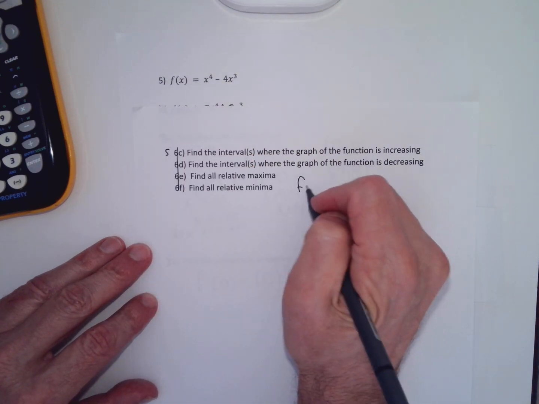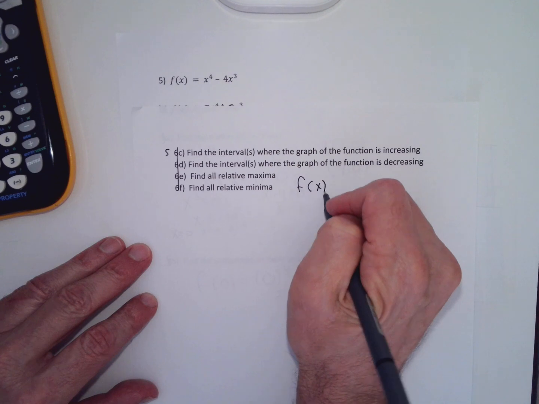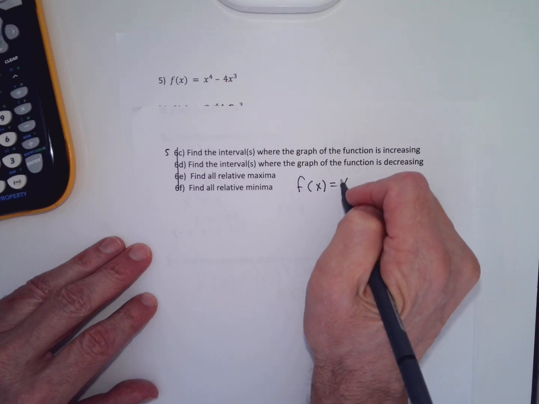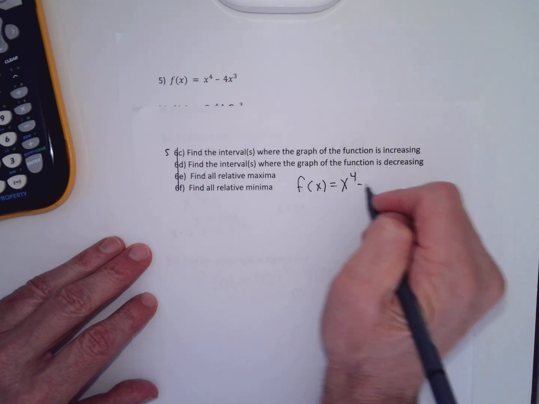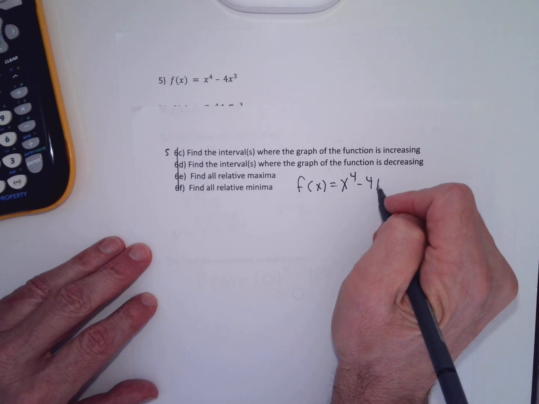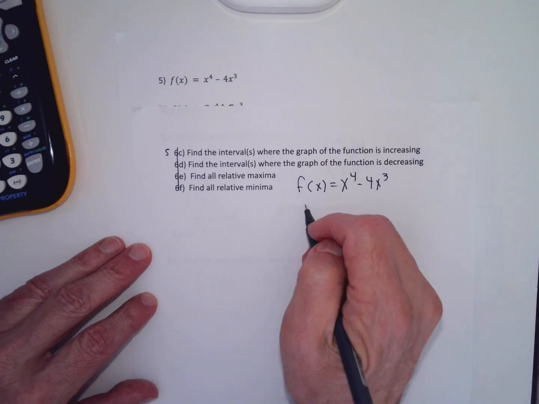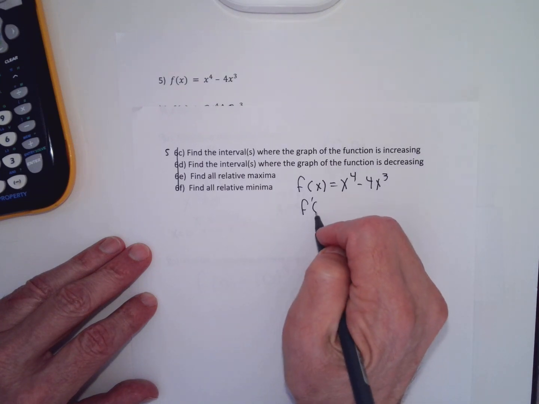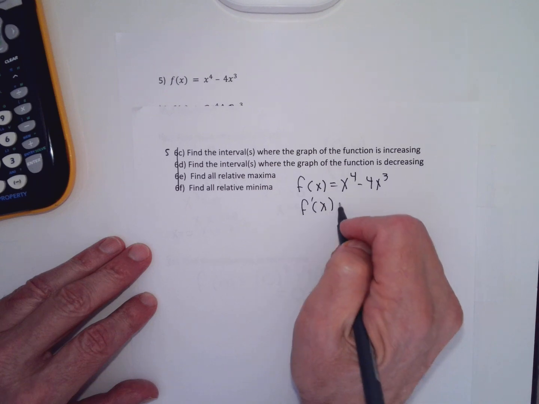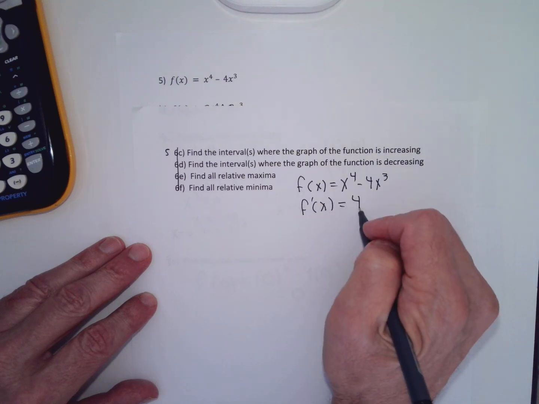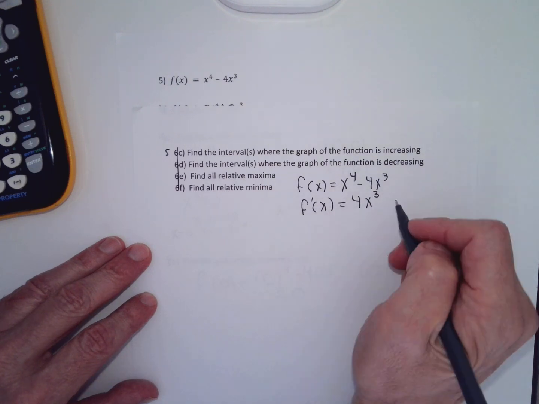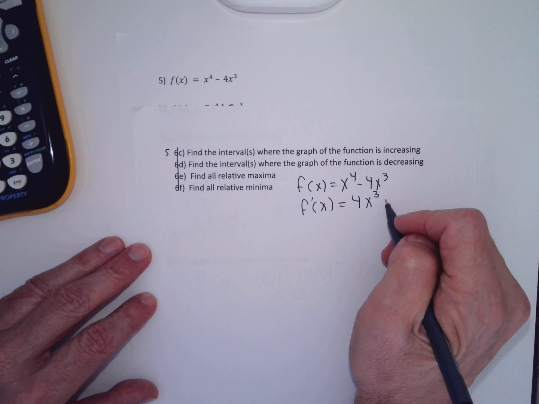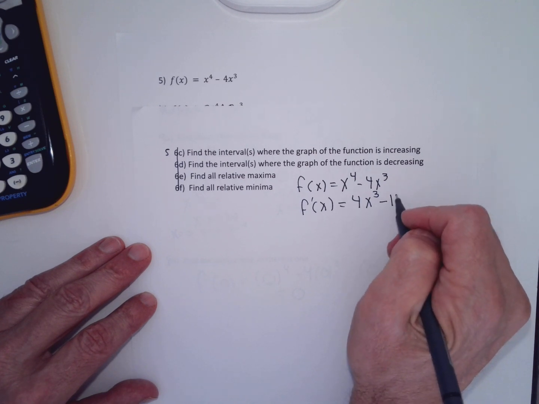So to do the increasing, decreasing, maxes and mins, I need to have the first derivative. Don't have it yet, so I'm going to find it. So let me find this derivative. It's an easy derivative. The derivative of x to the 4th is 4x cubed. The derivative of 4x cubed is going to be minus 12x squared.